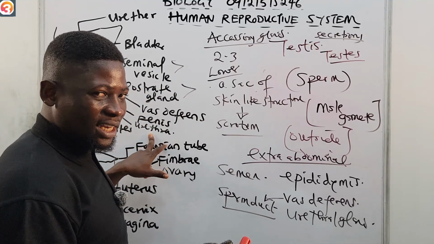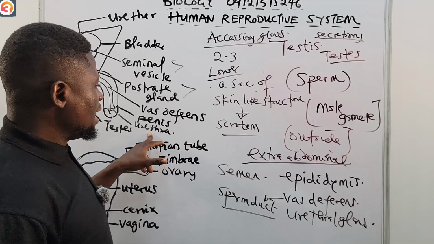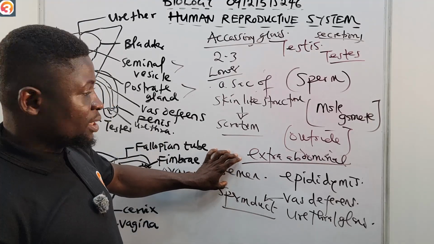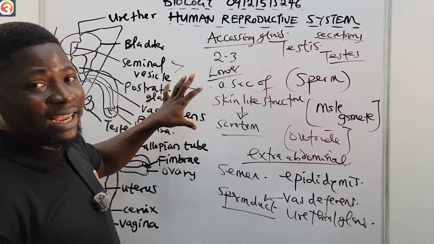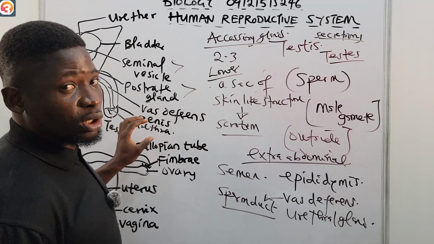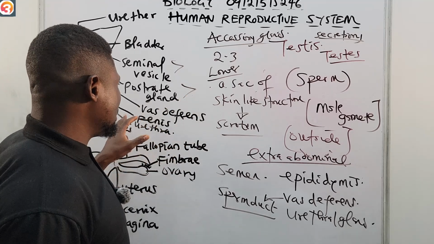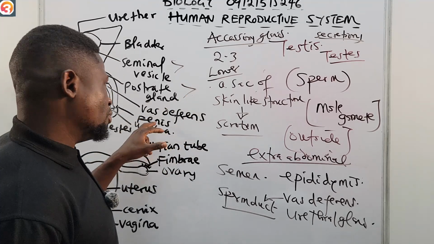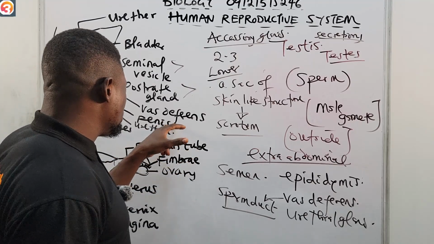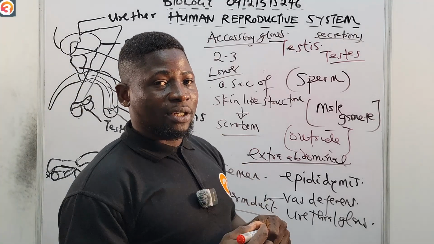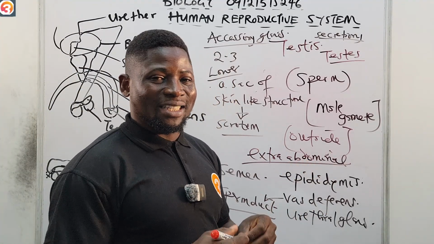It is now released. So after the semen is formed, after the secretions from all of these accessory glands, it joins with the urethra. Then it comes out through the male organ called the penis, and it is through this penis that the semen is released.